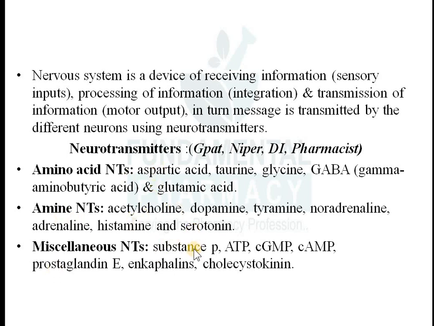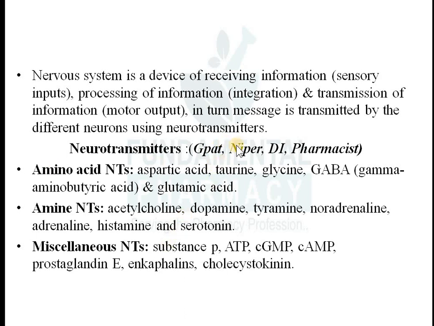Then miscellaneous, for example substance P, which we have seen is an endogenous peptide. Then ATP, cGMP, cyclic guanosine monophosphate, cyclic adenosine monophosphate, prostaglandin E, enkephalins, and cholecystokinin. These are the miscellaneous class of neurotransmitters. So amino neurotransmitters, amine neurotransmitters, and miscellaneous neurotransmitters. They might give you an example and you have to identify the class, or they might give a match the following question on this.